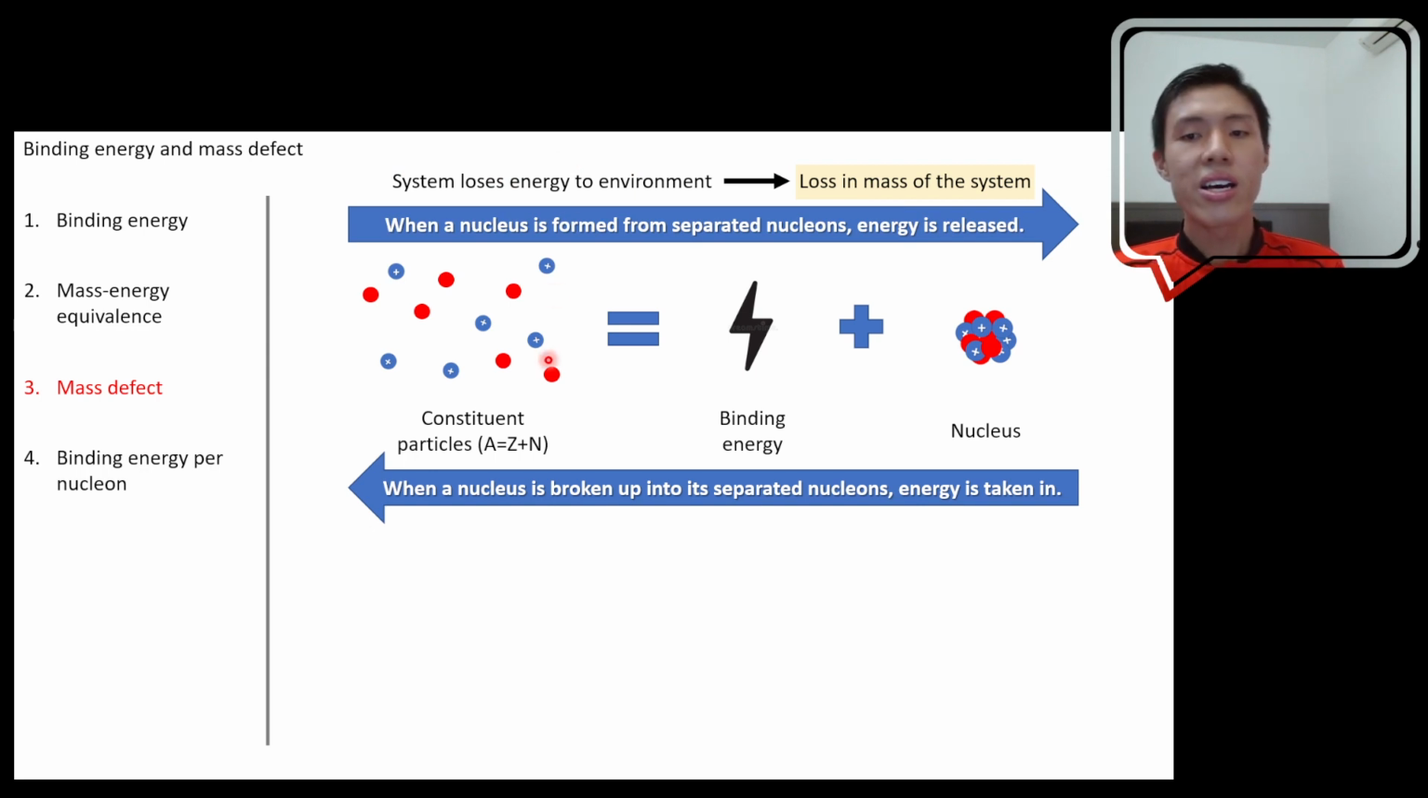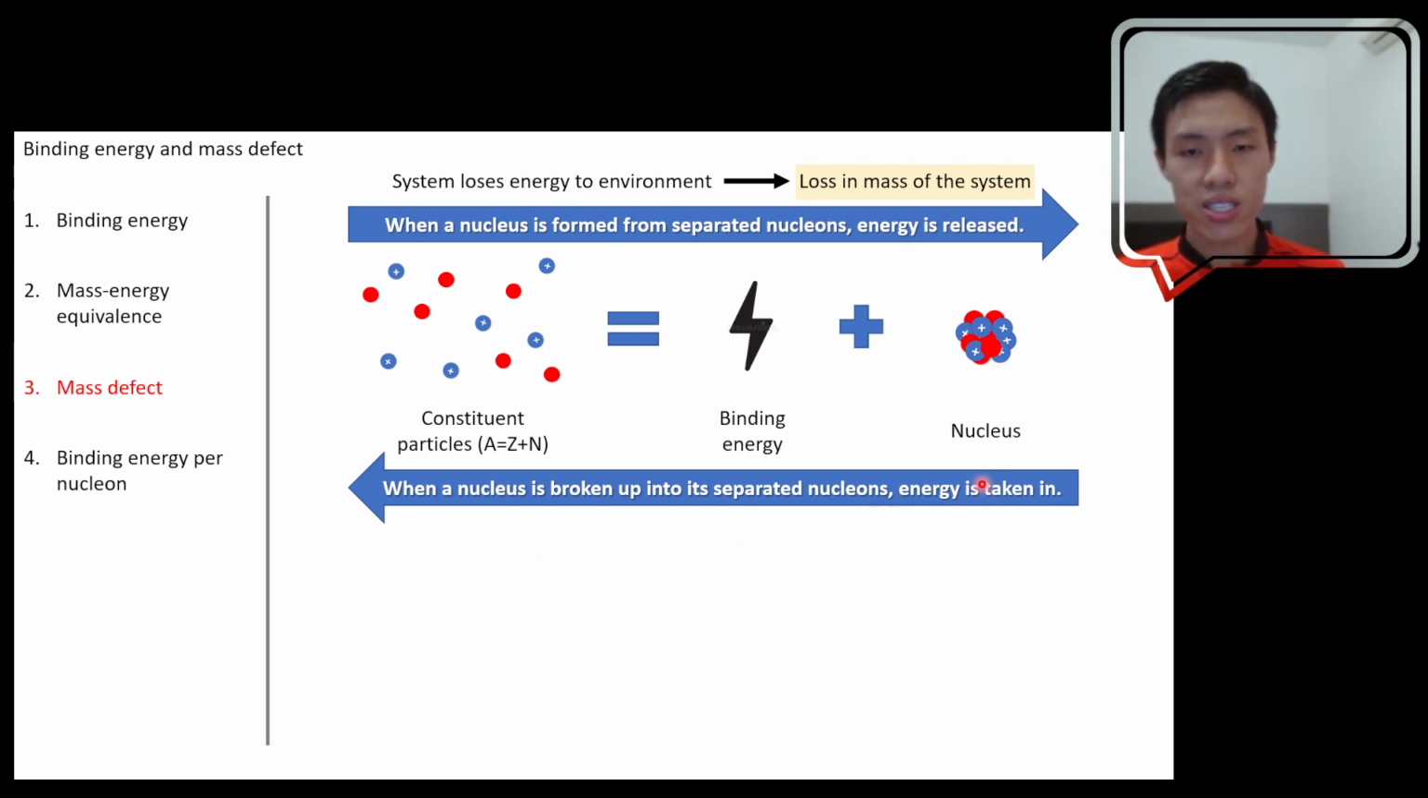Again, the process of changing from constituent particles to a nucleus results in the mass decreasing. So you should expect the nucleus to be lighter compared to the constituent particles. There's a bit of mass that disappears, right? It is not exactly disappearing, but that mass is converted into energy, and that's why that energy is able to be released to the environment, and the energy released to the environment is what we call binding energy.